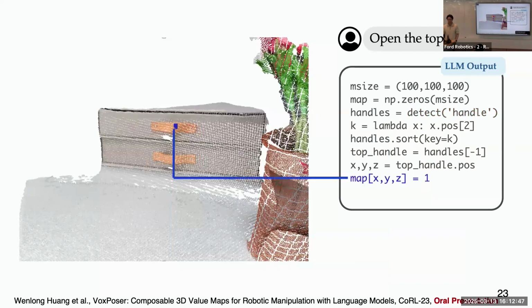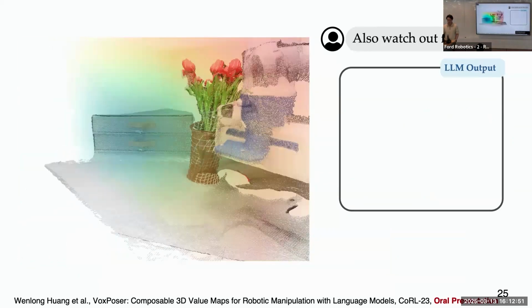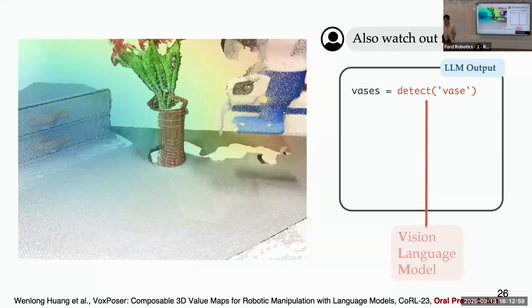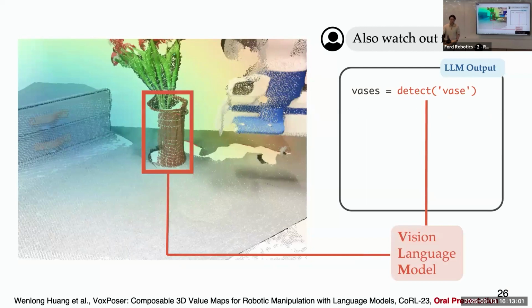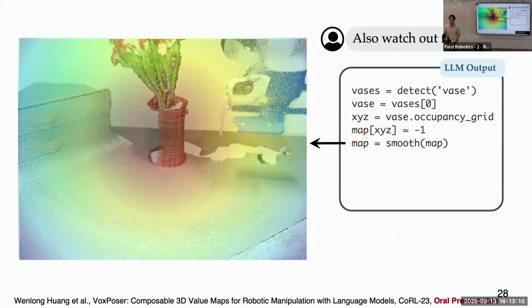And then we can assign some values associated with the 3D location of that top drawer that give us an affordance map. At the same time, you could also say, watch out for the vase along the way. The large language model can generate additional code to detect where the vase is inside this environment, and then assign negative values to the location associated with that vase to return this smoothed out 3D constraint map.